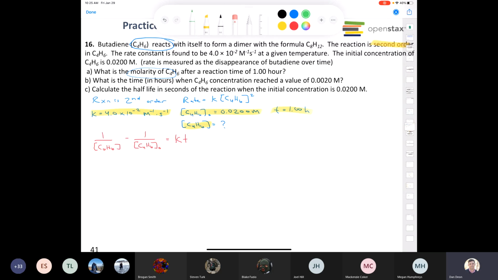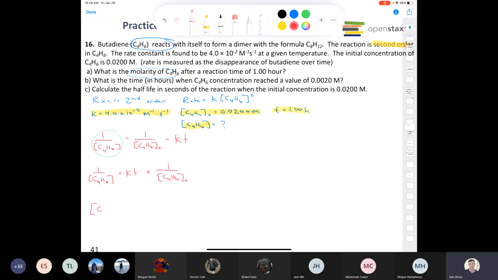Looky, looky. We have t, we have k, we have the initial concentration. We can solve for this. It's just a matter of rearranging the formula. Let's start by solving for 1 over the concentration. If you want to break it down step by step, 1 over C4H6, did I say C6 when I meant C4? There we go. 1 over C4H6 is equal to kt plus 1 over the initial concentration of C4H6.